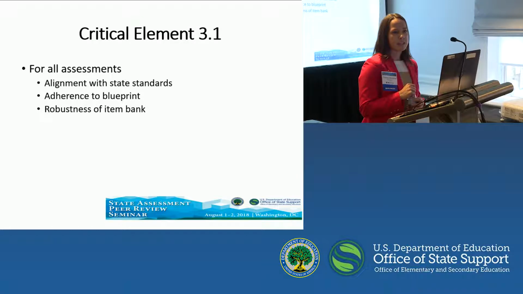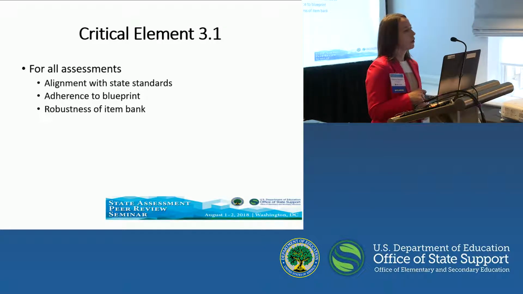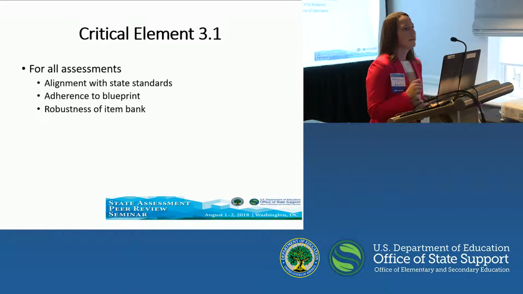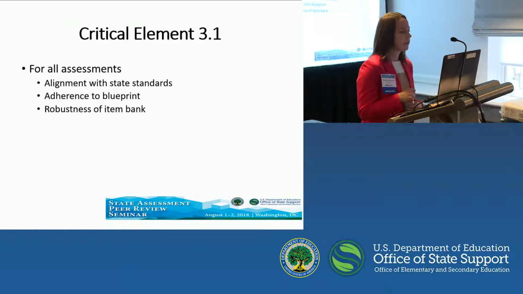For academic assessments, generally speaking, the way in which we have seen states provide evidence for this critical element is through alignment studies. I know a couple years ago, there were a couple questions from states about how many alignment studies need to be done. So I think we've heard now from the feds that for every test, there should be an alignment study. So that was a question a couple years ago. So for every test that you have, you should be conducting an alignment study. This is typically done by a vendor, not always, but typically it's done through a vendor.